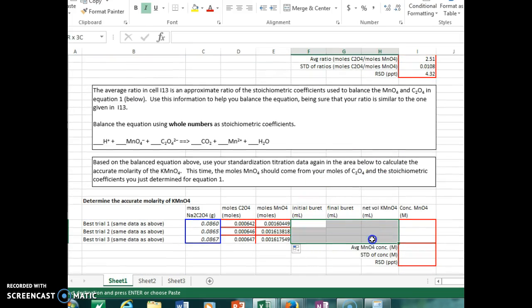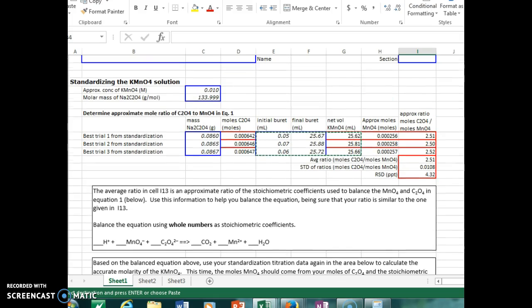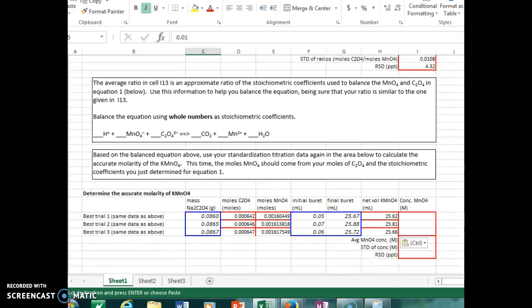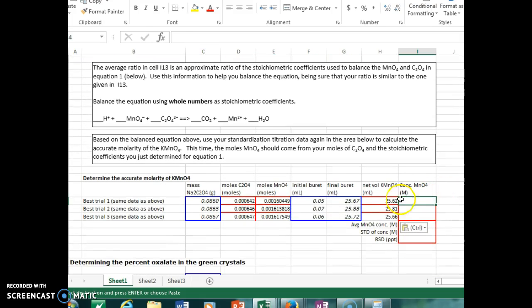And do the same thing here because it's all the same data. You're not doing it again. And so then your concentration, this time you don't want to go up and use this one. We're trying to make sure how close we were to that. So what you want to do for concentration here is just do moles divided by liters. Remember that this is in milliliters, so there will have to be a conversion factor in there. So equals moles divided by liters.